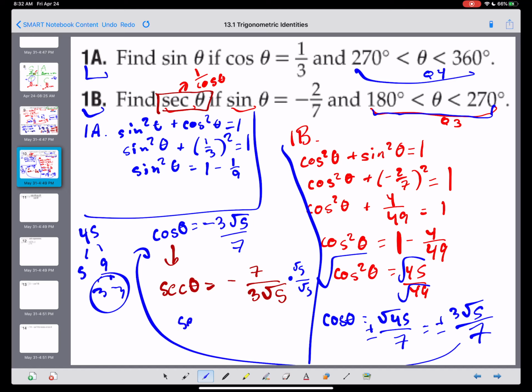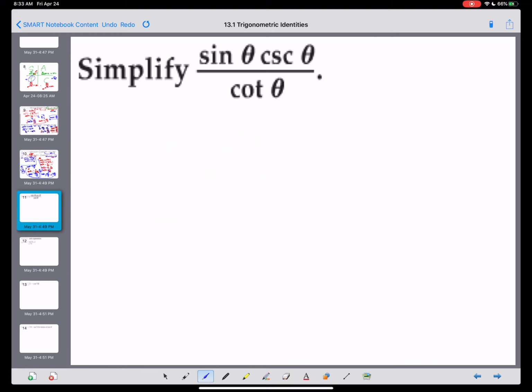So I get secant theta is equal to negative 7 root 5 over root 5 times root 5 is 5, so 5 times 3 is 15, and that will be my final answer. Okay, this one just takes another step just because you have to convert back into a secant. Okay, next problem. The next 4 problems are a little bit more interesting.